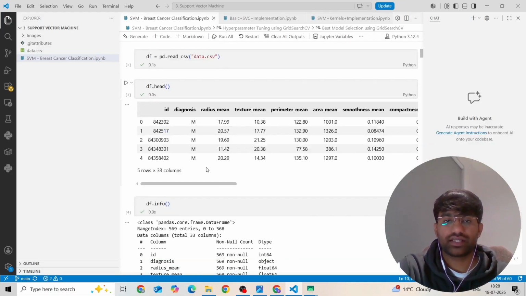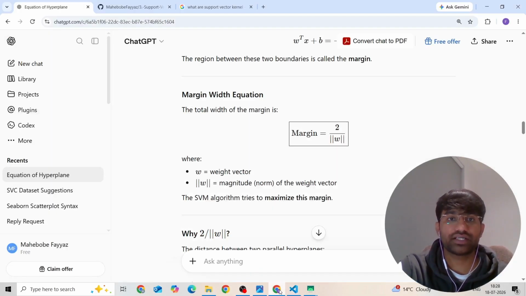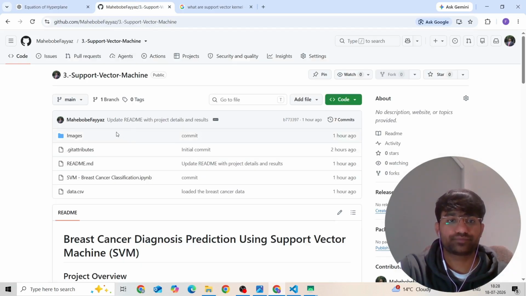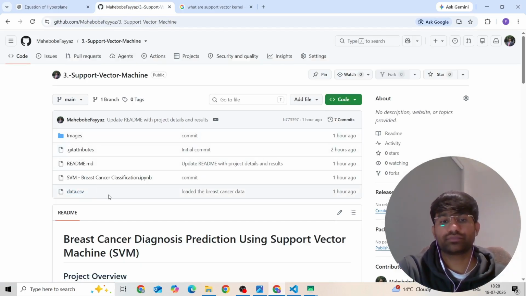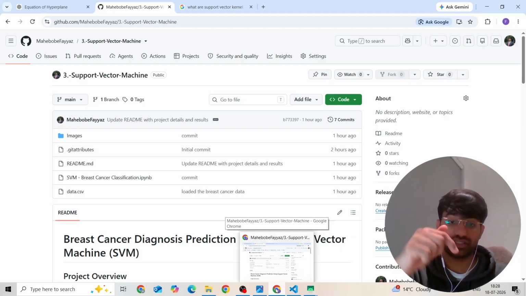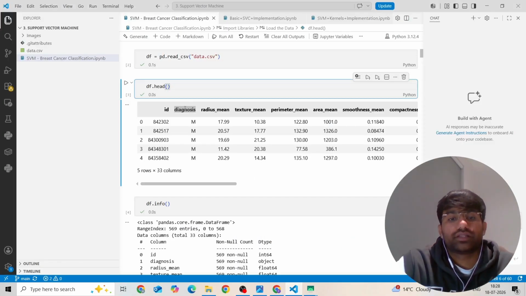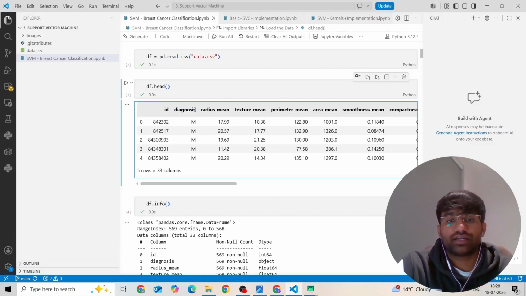After loading the data, you can see this is diagnosis. I have provided the data on GitHub. Okay, you can download it from the GitHub. I will provide the GitHub link in the description. In the data, the diagnosis is the target variable.